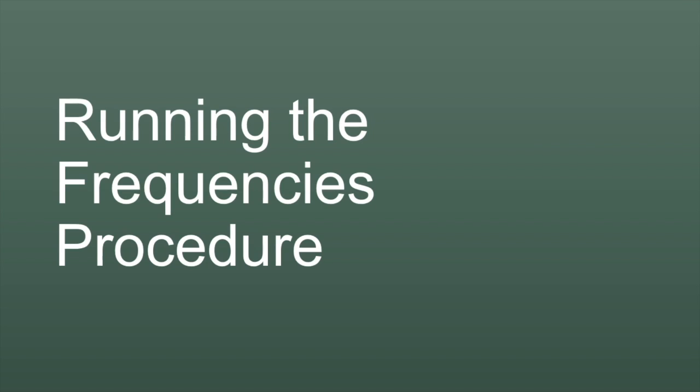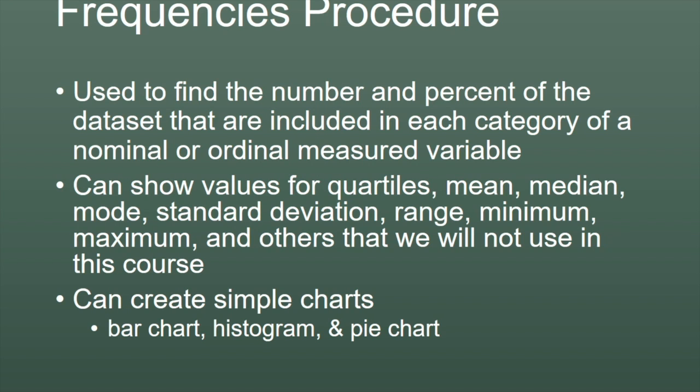Now I'm going to walk you through how to run the frequencies procedure. The frequencies is used to find the number and percent of a data set that are included in each category of either a nominal or ordinal measured variable. Like I said before, it can show all these other kinds of values and more that we're not going to use, but it can also create simple charts.